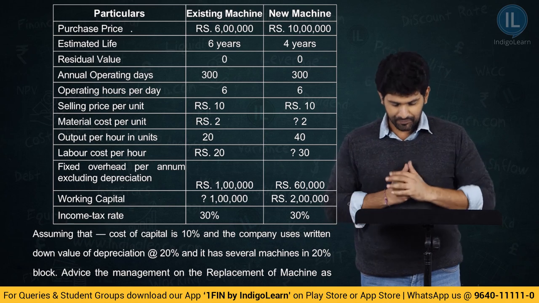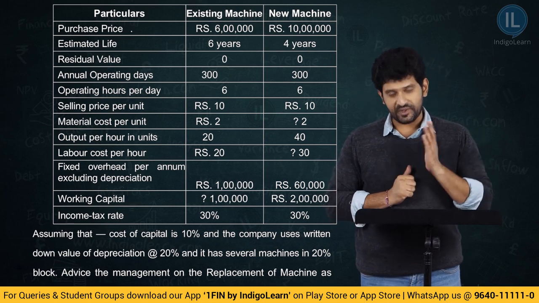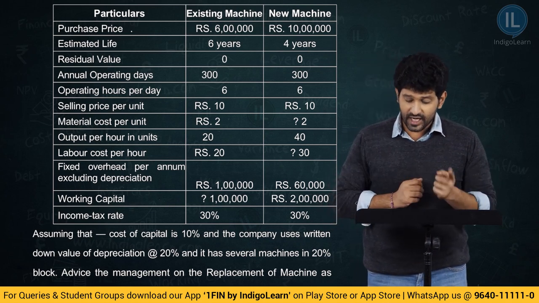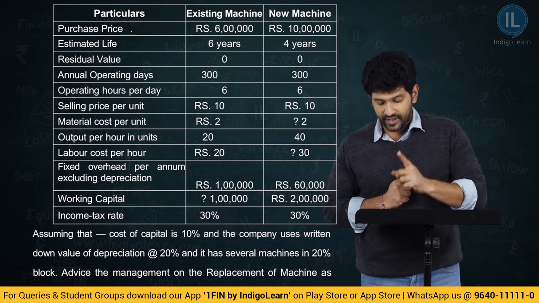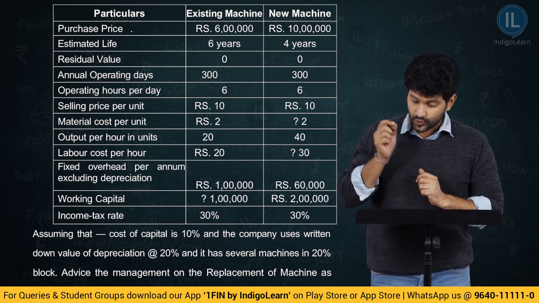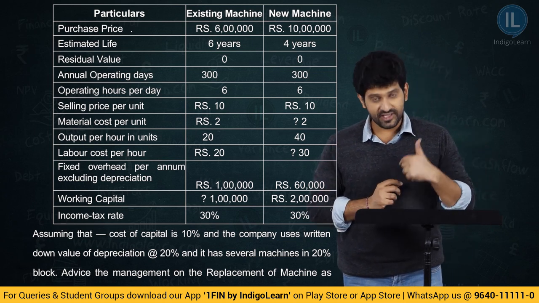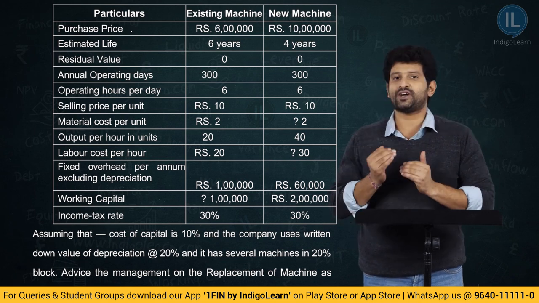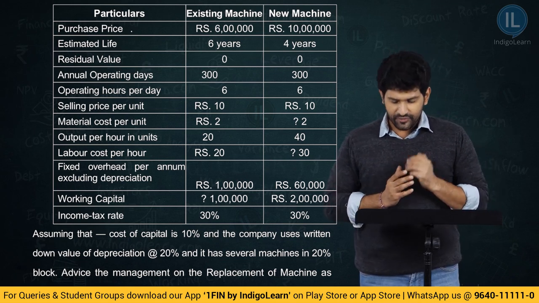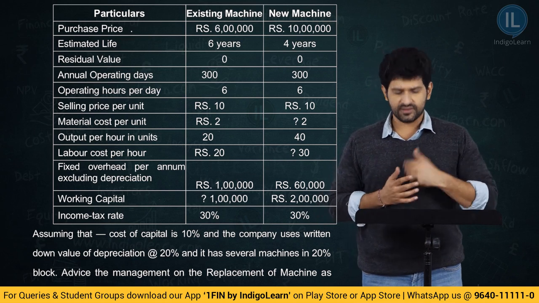So let's go ahead. Selling price per unit is rupees 10 and rupees 10, same. Material cost per unit is rupees 2 and rupees 2, same. Output per hour in units is 20 units in case of existing machine and 40 units in case of the new machine. So there is a change in the output. Therefore, correspondingly, the total output increases.